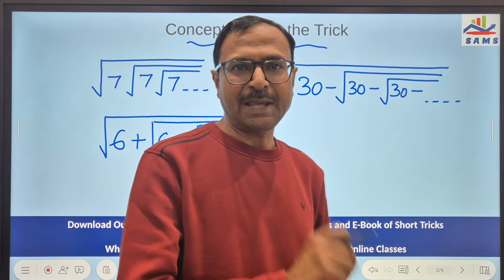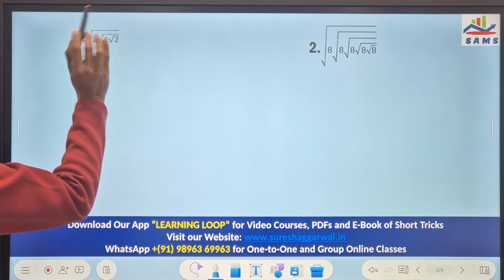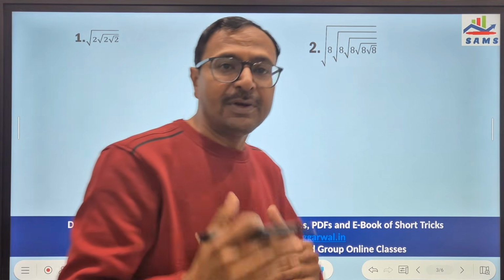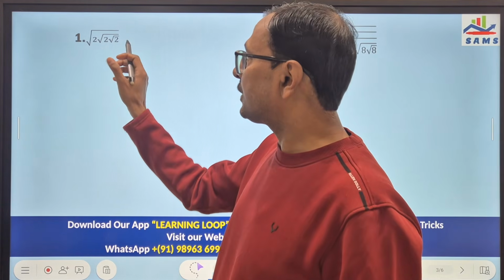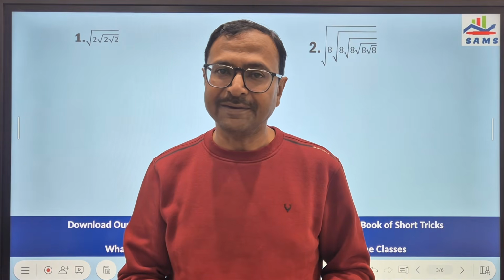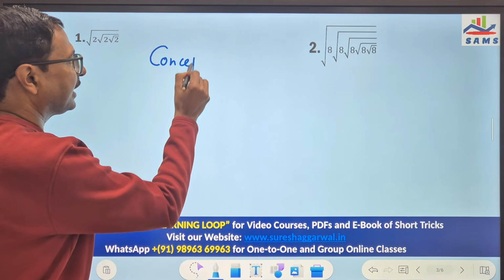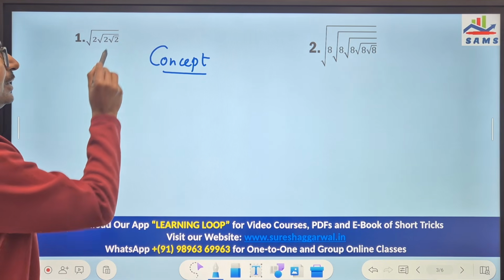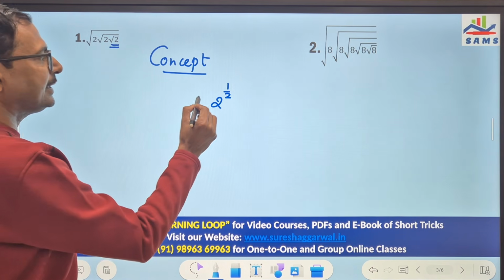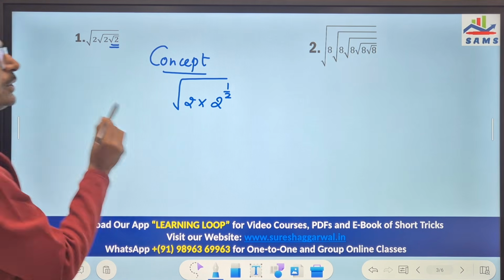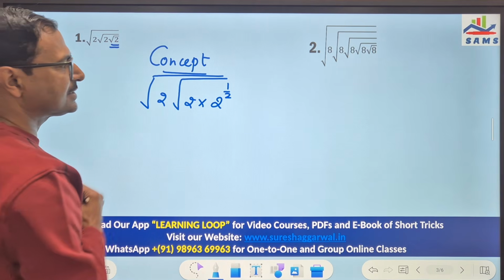Let's see the first type of question. So here we have the product. You can see square root of 2 times square root of 2 times square root of 2. I mean the last square root is contained within the second last square root, and then the second last square root is contained within the first square root, like that. So the concept behind the trick is you work from the innermost square root. So 2 raised to power half, this is root 2, and then this is multiplied by another 2 which is in the square root. I just wrote square root of 2 as 2 raised to power half, and then we have another 2 with this like this.